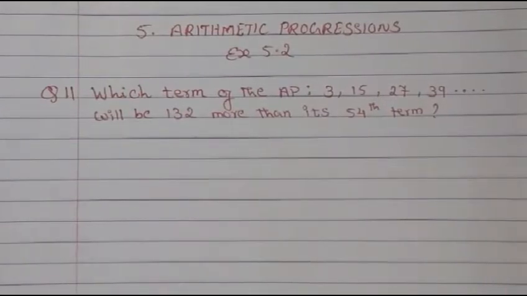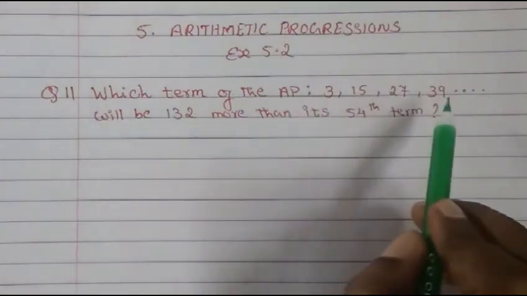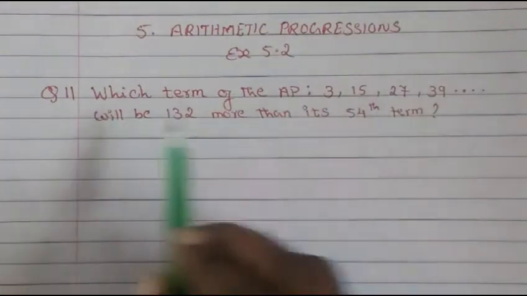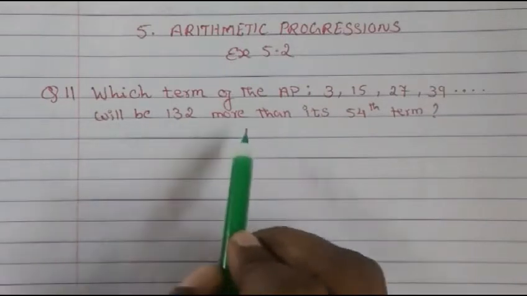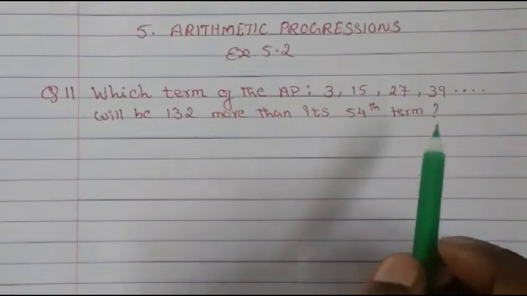Today we are going to study from class 10, chapter 5, arithmetic progression, exercise 5.2, question 11. Which term of the AP 3, 15, 27, 39 and so on will be 132 more than its 54th term? So let's try to understand the question.